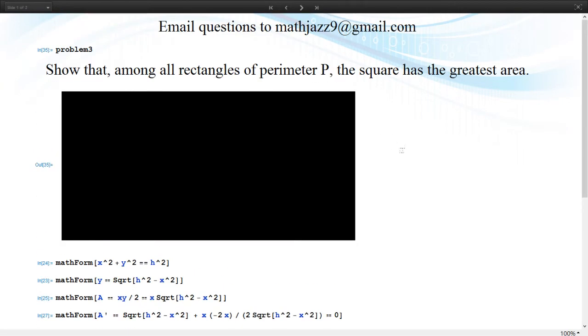Show that among all rectangles of perimeter P, the square has the greatest area. I'll just reuse some of these math form boxes. So we know that the perimeter of a rectangle is equal to 2 times the length plus 2 times the width. We know also that the area of the rectangle is equal to the length times the width.